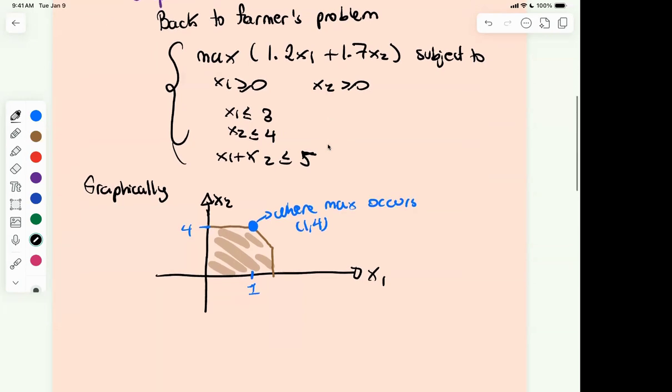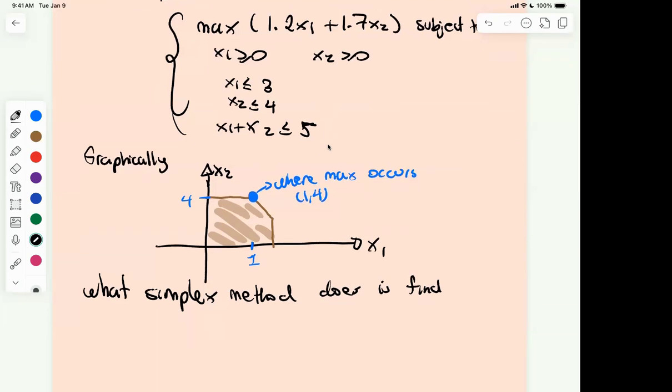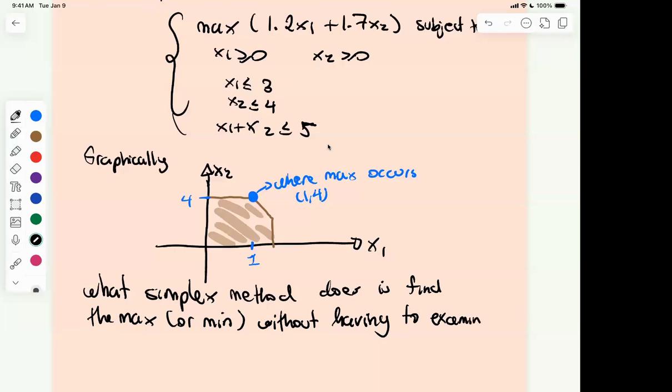So what the simplex method does is find the max or the min. But as I told you, every min problem can be turned into a max problem. So you choose how you want to work with it. I'll go with max because that's how I had motivated it before. The method finds the max or min without having to go through all the corners, in a sense, or to examine all the corners.